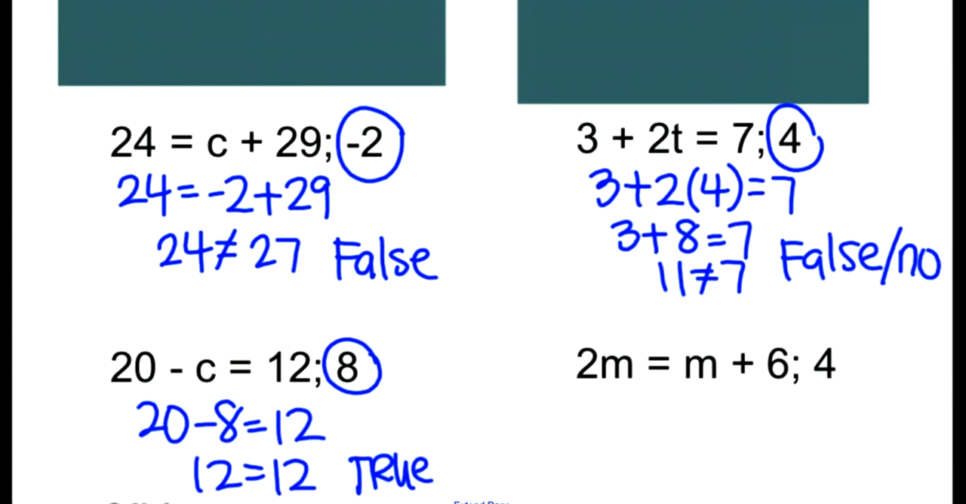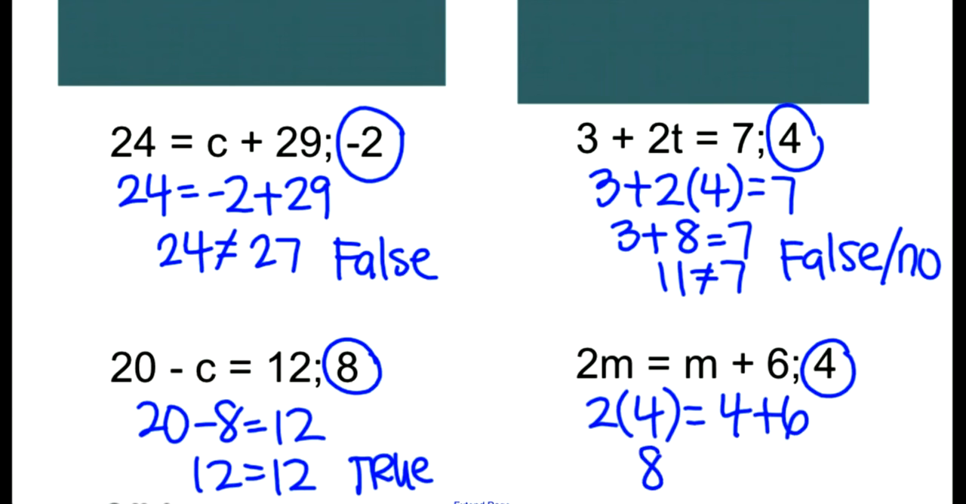Last one, 2m equals m plus 6, and 4 is the number that needs to make this statement true. So if I simplify the left, I have 8, and if I simplify the right, I have 10, and 8 does not equal 10. So this is also false. 4 does not make that statement true.